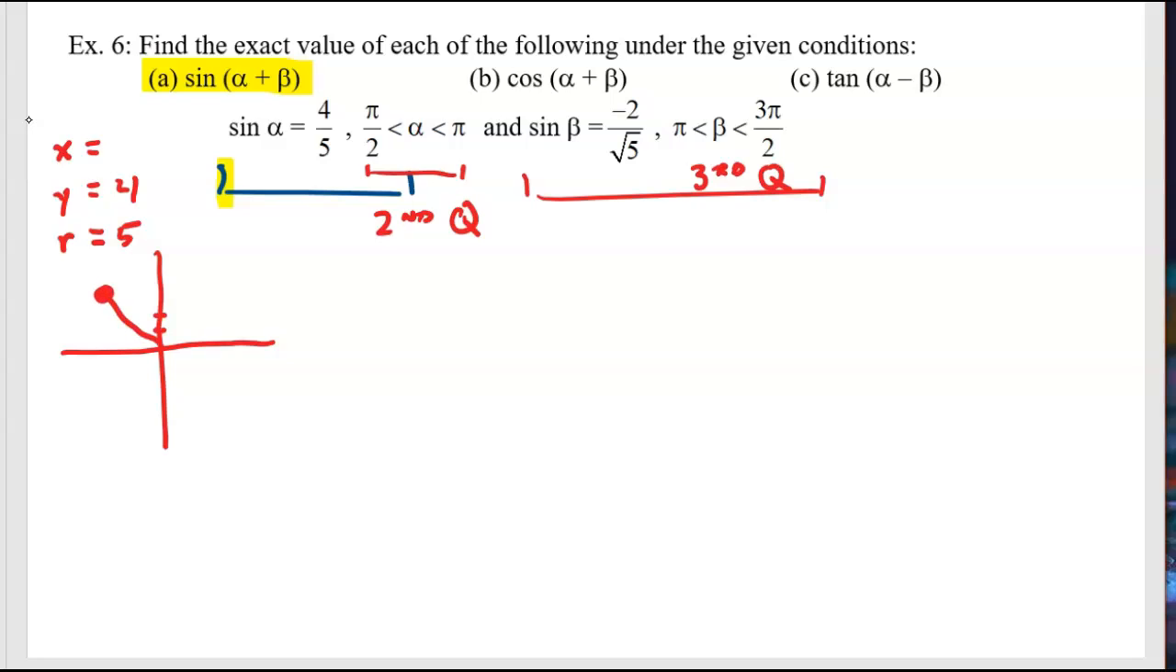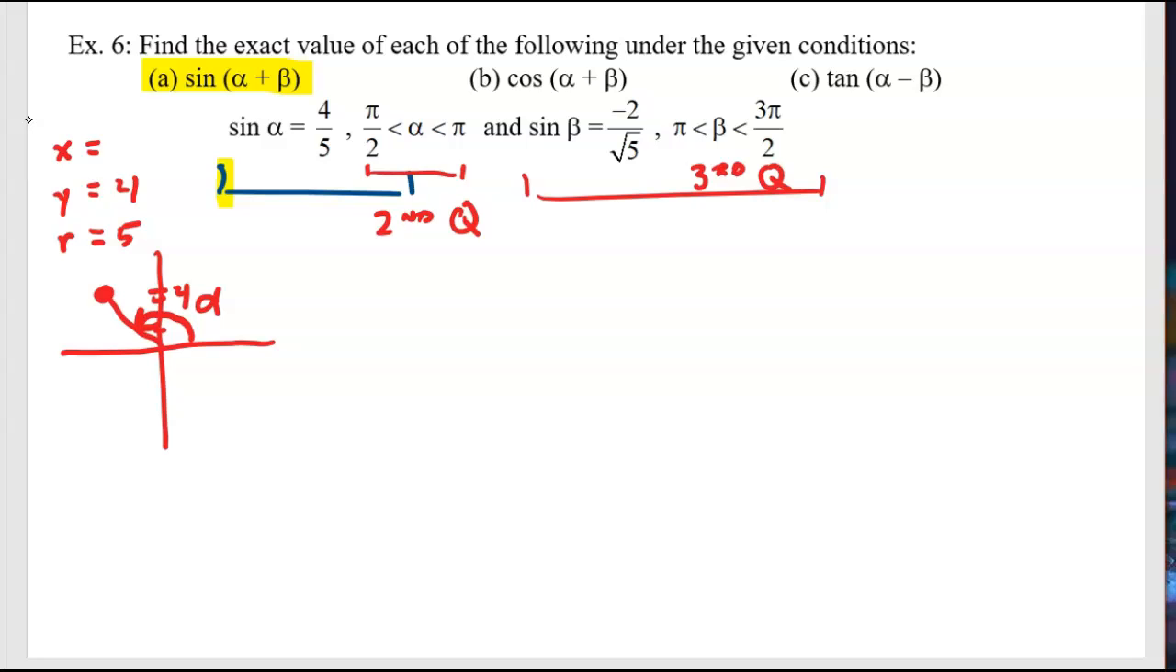So 1, 2, 3, 4. So my y value is 4. Now, here is alpha. I don't know if you guys remember, that was a little weird last semester when you had to draw an angle from the x-axis in the first quadrant into the second quadrant. So that's alpha.